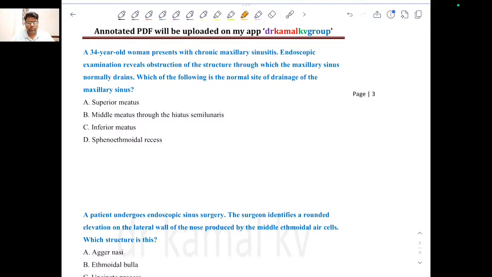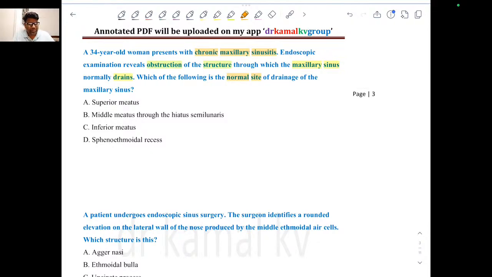A 34-year-old woman presents with chronic maxillary sinusitis. Endoscopic examination reveals obstruction of the structure through which the maxillary sinus normally drains. Now, what is the normal site of drainage of maxillary sinus?